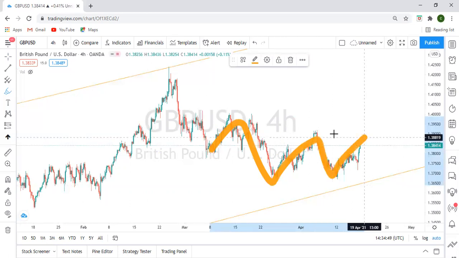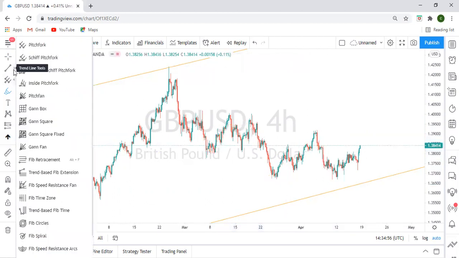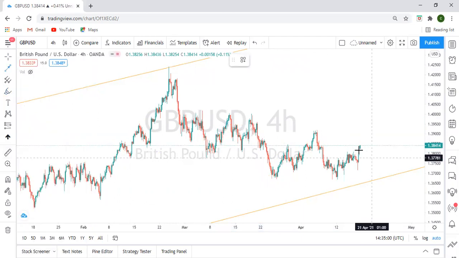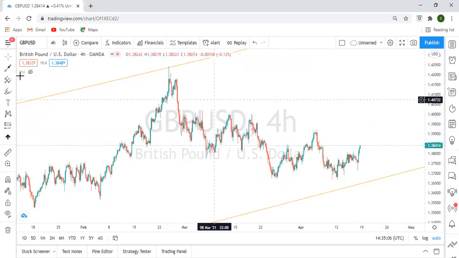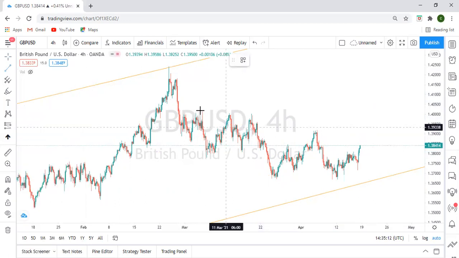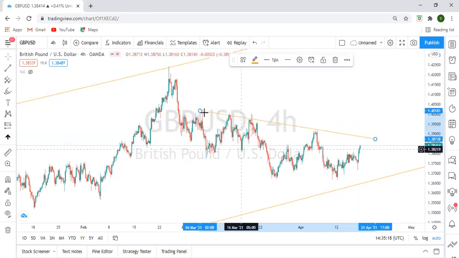Basically what's happening here is some kind of a reversal pattern, called a reversal structure. After this correction has ended, we'll have a major push to the upside. This is what the correction is telling us: the market is gathering momentum to push to the upside. So let's take the trend line and have this kind of a trend line.